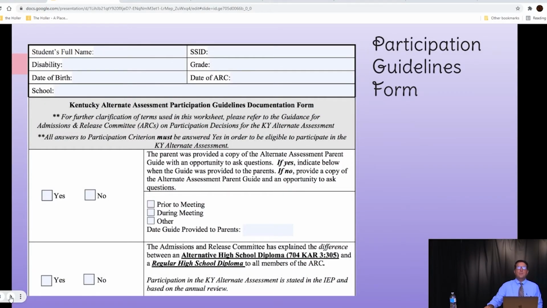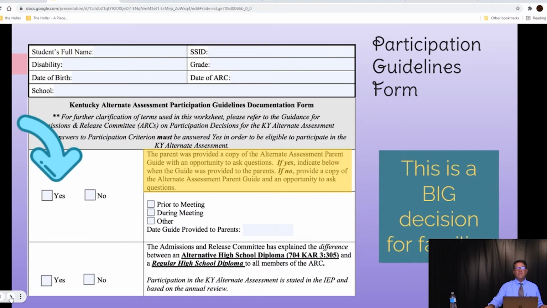So as we get into the participation guidelines form, we start looking at particular information. The first one was the parent was provided a copy of the alternate assessment parent guide with an opportunity to ask questions. If yes, indicate below when the guide was provided to the parents. If no, provide a copy of the alternate assessment parent guide and an opportunity to ask questions. And of course, you've got to document all that discussion, and you've got to document when you provided that to the parent.